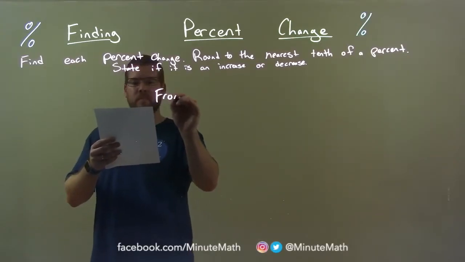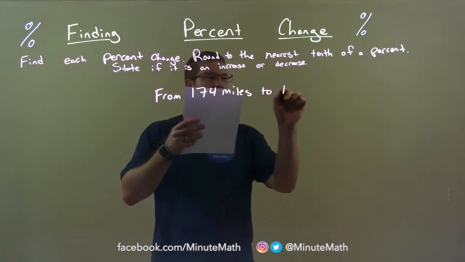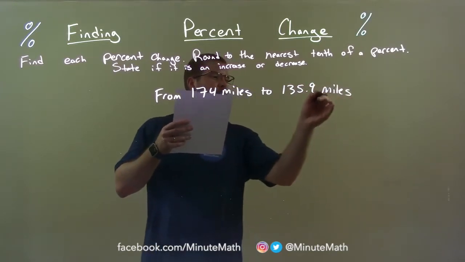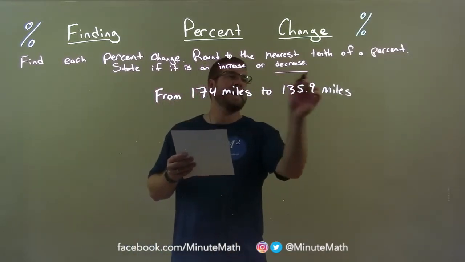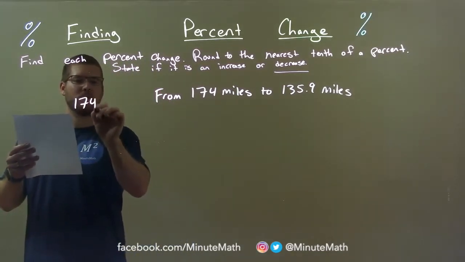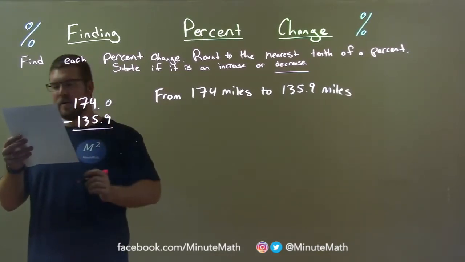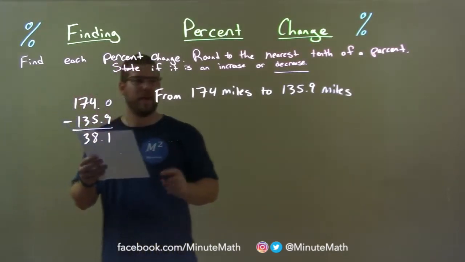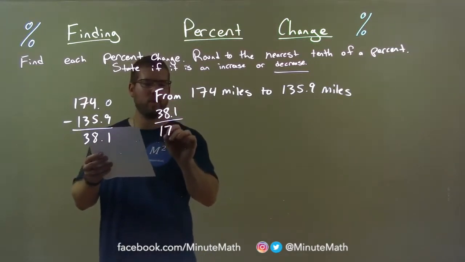From 174 miles to 135.9 miles. Okay? All right, so first thing we recognize here is that this is what we call a decrease. We're going down. Now, find the difference between the two. 174 minus 135.9. We put the 0.0 there for the 174, and we get 38.1 right there. Take that number, 38.1, divided by the first number, 174.